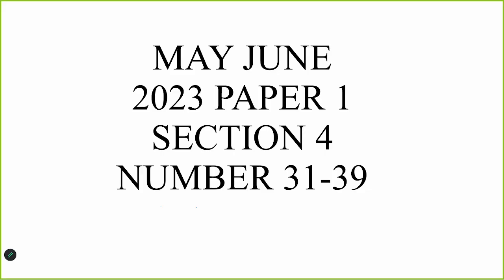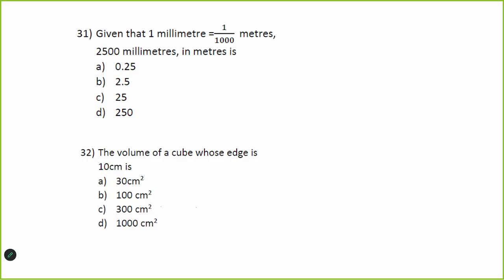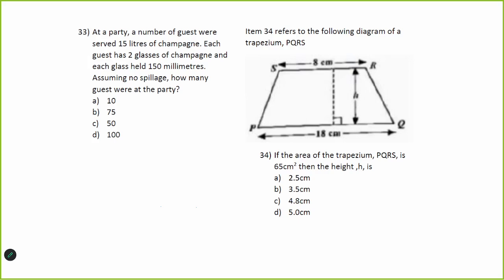Okay, let's do May, June 2023. Given that 1 millimeter is 1/1000, this is a repeated question. You divide by 1000, so 2.5 is the answer. The volume of a cube whose edge is 10 is 10 by 10 by 10, which would be 1000. This one we did already. At a party, a number of guests will serve 15 liters of champagne. Each guest had 2, and the glass held 150. We had 50 persons. This one here, I believe, was a repeated question.